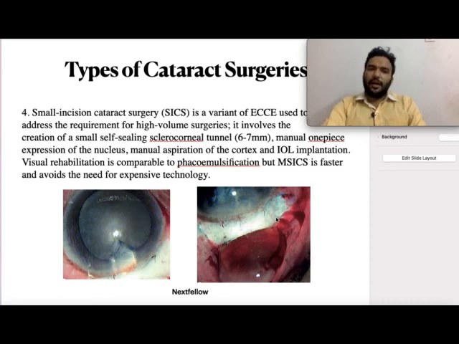The visual rehabilitation is comparable to phacoemulsification, but this is very advantageous in developing countries. That is because much quicker surgeries can be done, and there is no need for expensive technology. For phaco we need a phaco probe and all those things. Here, with basic simple instruments, we can do this procedure and get almost 6/6 vision, on par with phacoemulsification. So for high volume camp surgeries, we prefer SICS.